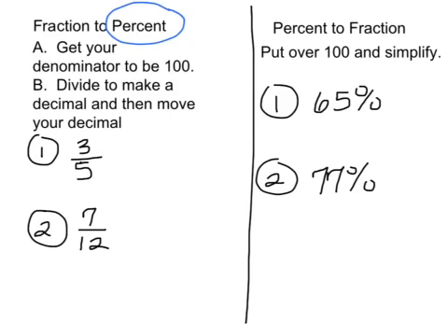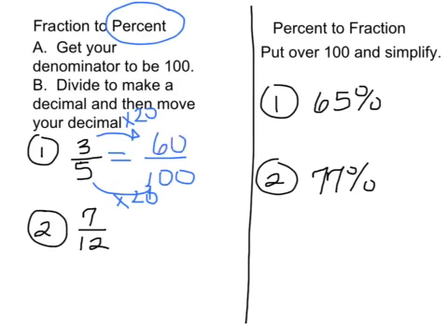Part A is a little easier, so I always look to see if I can make my denominator into 100 first. For example, on this first example, I can change 5 to be a 100 by multiplying it by 20. So I'm going to multiply 3 by 20, and I end up with 60. Remember, percent means out of 100. So once your denominator is 100, your numerator is your answer. So this is 60%.